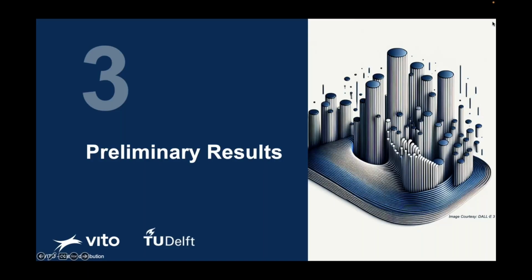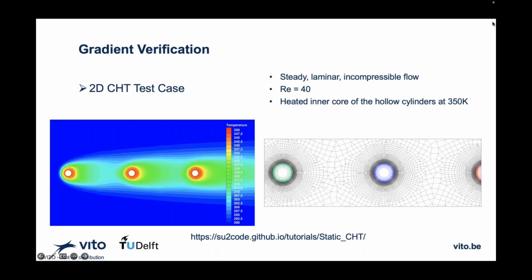With that, now let's move on to the preliminary results that I obtained using the CAD-based sensitivity computation. For that, I focused on the 2D conjugate heat transfer case, which is available online for the static conjugate heat transfer solver. It is a steady laminar incompressible case with a Reynolds number of 40. We have the internal solid core heated at a higher temperature compared to the overall flow, and we want to observe the flow and heat transfer in this case.